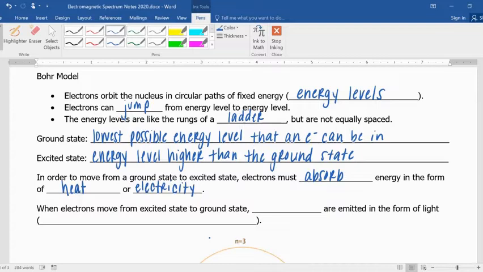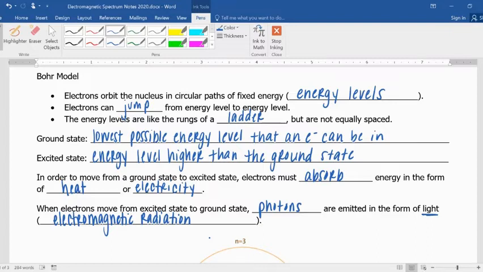Then the electrons, once they go to that excited state, don't stay there forever. In fact, they quickly move from the excited state back down to the ground state. And when this happens, that is when photons are emitted, and we see this in the form of light. A really fancy scientific way to say light is by calling it electromagnetic radiation. So electromagnetic radiation is just another scientific word for light.